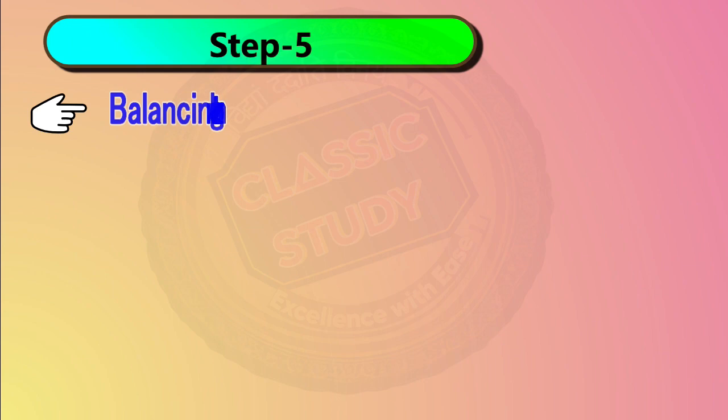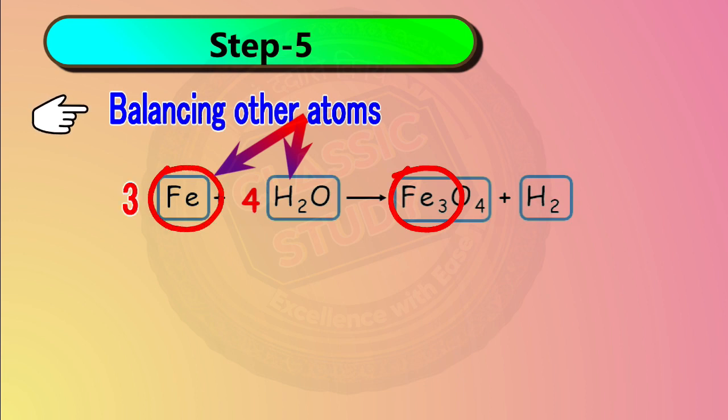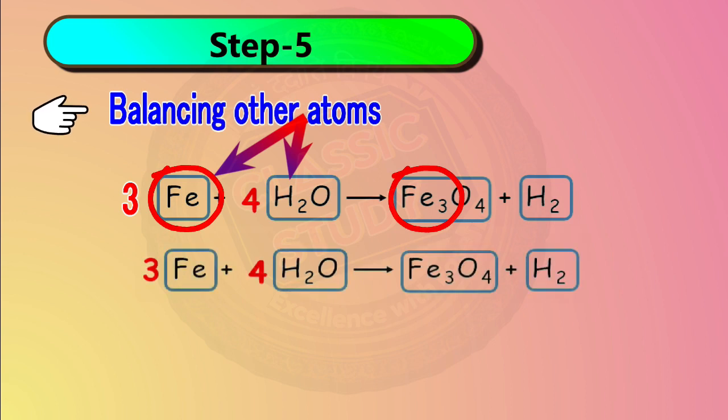Next step, step 5, balancing the other atoms. If we go back to our reaction, it is Fe plus now 4H2O gives Fe3O4 plus H2. The chemical symbols which are not balanced right now are iron and hydrogen. So we start with iron. We can see on the RHS there are 3 iron atoms and on the LHS there is 1. So we put a 3 in front of Fe. So we balance Fe on both sides, LHS and RHS, with 3 atoms each. Now the reaction becomes 3Fe plus 4H2O gives Fe3O4 plus H2.